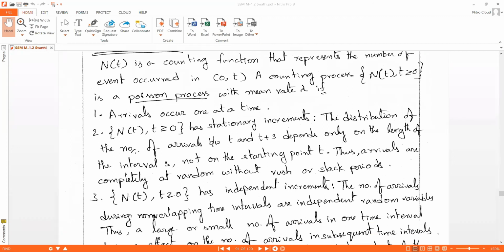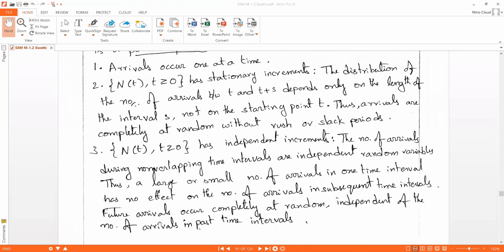Okay, next point here is N of t, t greater than or equal to 0 has independent increments. The number of arrivals during non-overlapping time intervals are independent random variables. So a large or small number of arrivals in a time interval has no effect on the number of arrivals in subsequent time intervals. Further arrivals occur completely at random, okay, independent of number of arrivals in past time intervals. Okay, this is Poisson process.